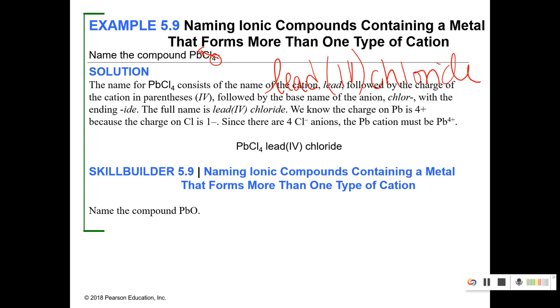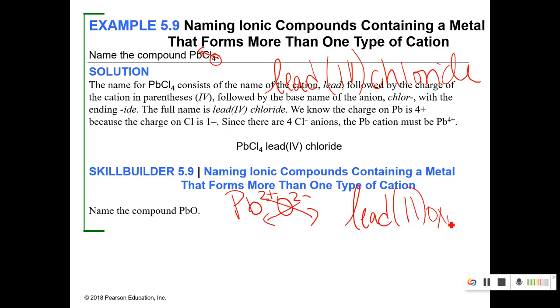A lot of students say this is lead 1 oxide, but you need to be careful with oxygen and sulfur specifically. We know that oxygen has a 2- charge, which means if this truly was 1, it would be Pb2O. But in reality, this is 2, so they cancel. So this is lead 2 oxide.